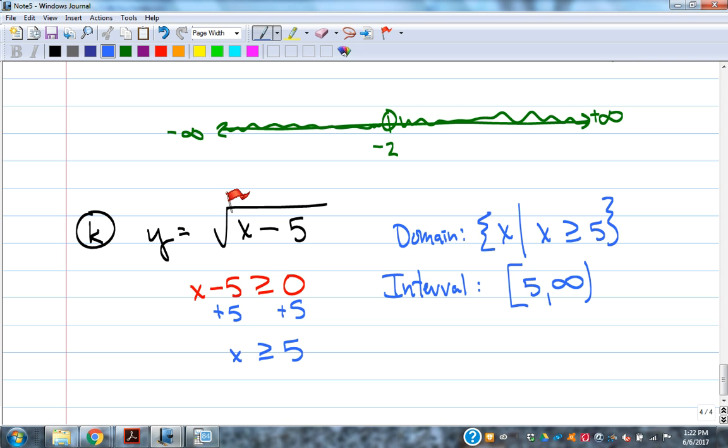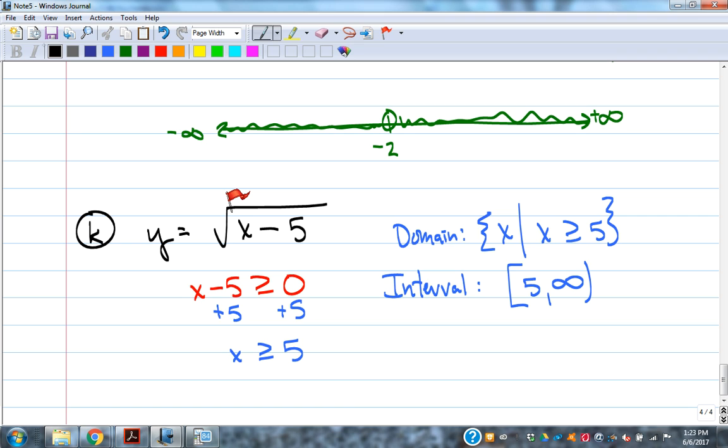Okay. Parentheses are used when you're not including the number. Brackets are used when you are including the number. So if you use an equal to mark in your inequality, then you have to use a bracket in your interval notation. Okay. So there we've had an example of each of those situations.